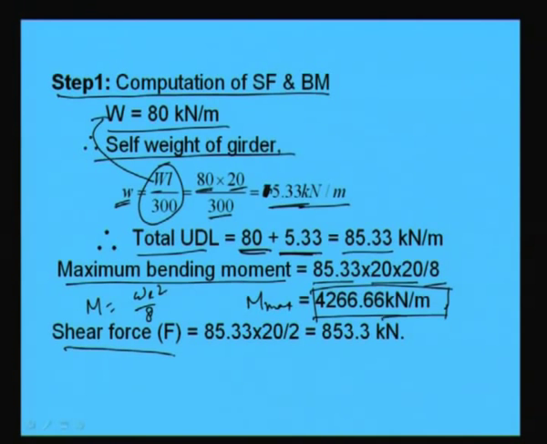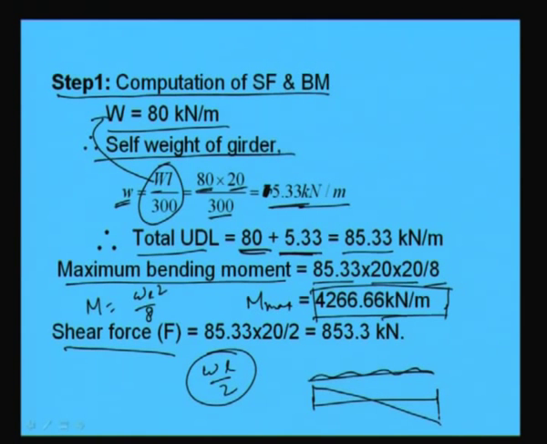Next, shear force. Shear force will be WL by 2 at the support. Maximum shear force will become, because for the UDL load we know shear force will develop like this, right, WL by 2. So, W is 85.33 into L is 20, by 2. So, this is becoming 853.3 kilonewton. So, in this way shear force and bending moment have been obtained.